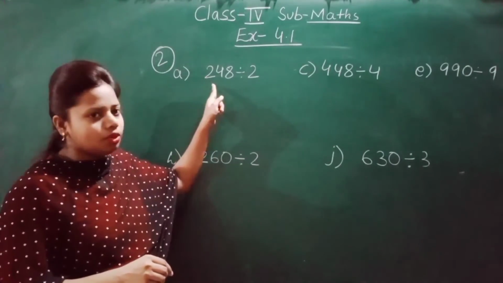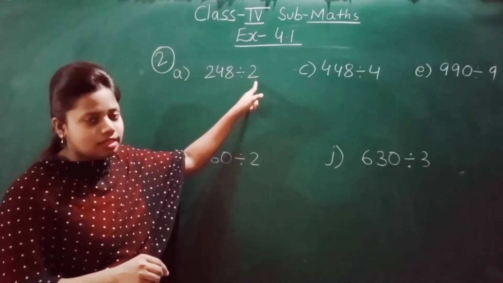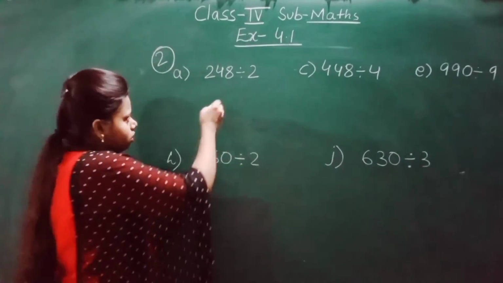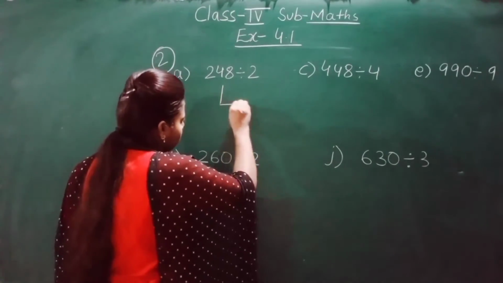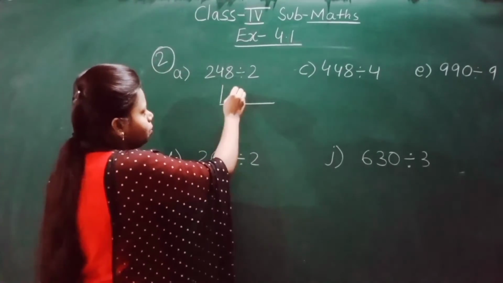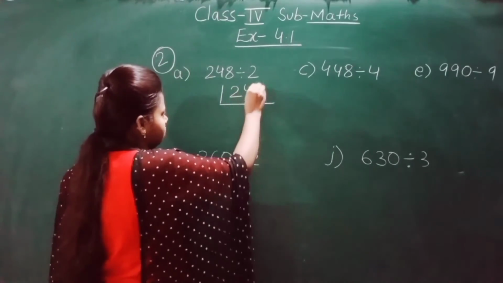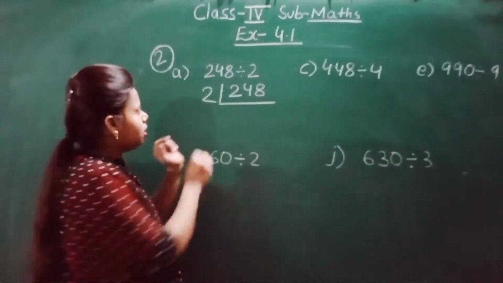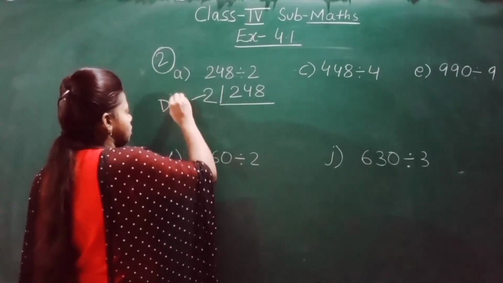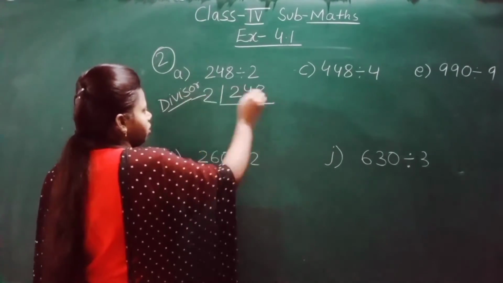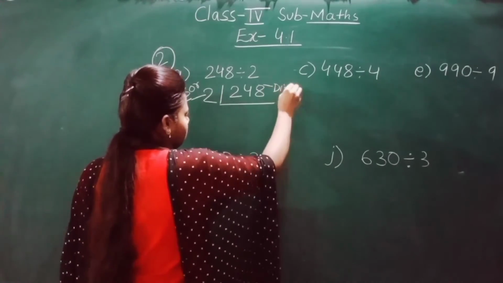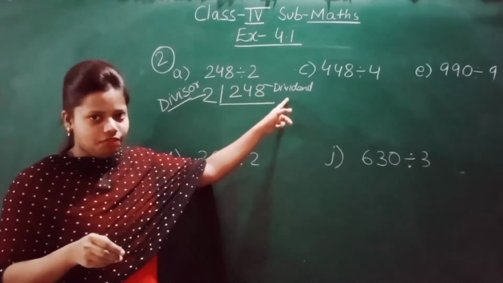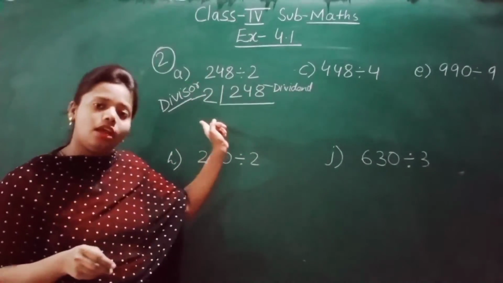So how to do this? Dividend is given, divisor is given, we have to find the quotient. When we divide by the short method, you have to make it like this. Then you will write the dividend inside, and the divisor will be outside. This is the dividend, this is the divisor. Dividend should be inside, divisor should be outside.